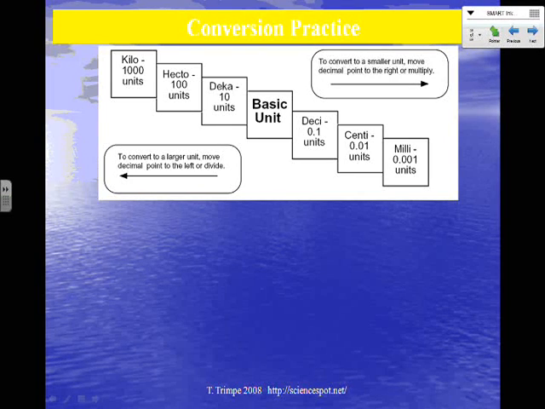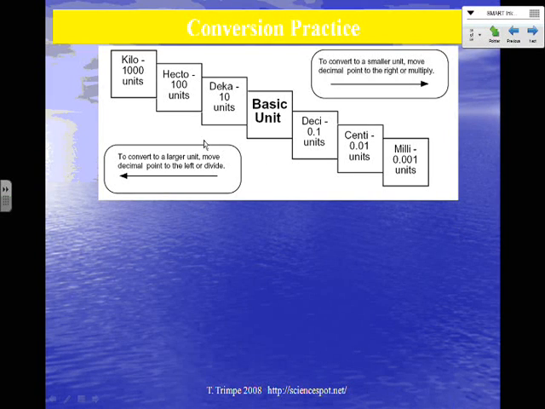Prefixes. Kilo, hecto, deca, deci, centi, and milli are all prefixes that are going to go before a unit. If I have kilometers, and a lot of times we'll say kilometers. If we have kilograms, hectograms, decameters or decagrams, decimeters, decigrams, centimeters, centigrams, millimeters, milligrams. Okay, so those are all the things that go right before the unit. They're the prefixes that go before the unit.